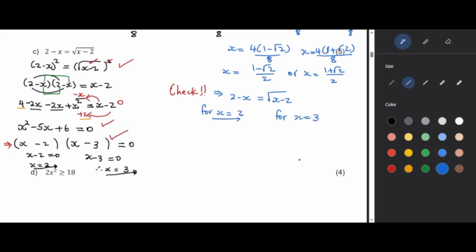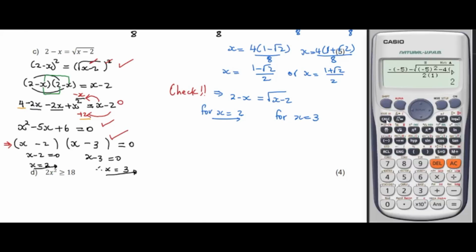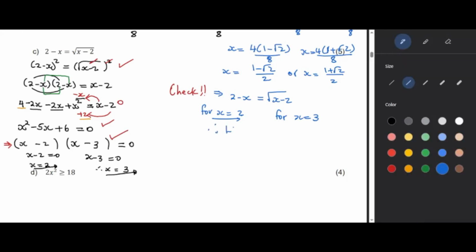We need to prove that if x is 2, left hand side is equal to right hand side, and if x is 3, left hand side is equal to right hand side. If that's not the case, you need to reject that x value. So this will be 2 minus 2, which gives us 0. So my left hand side is 0. And what about my right hand side? This will be the root of, we are still substituting 2 now, so it's 2 minus 2, and this is 0. Therefore, for this one, left hand side is equal to right hand side.